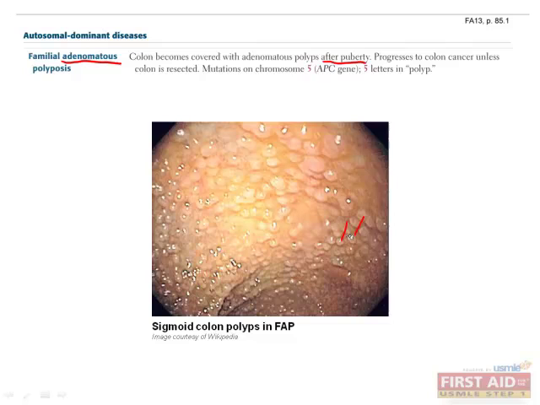Polyps can be seen on this image. The disease is caused by mutation in the APC gene, which is on chromosome 5, which you can remember because there are 5 letters in polyp.